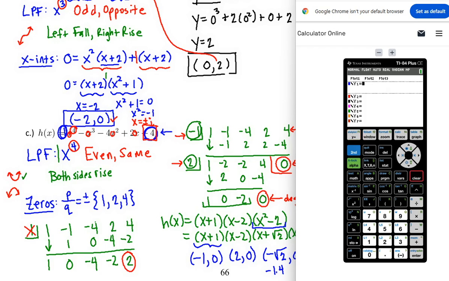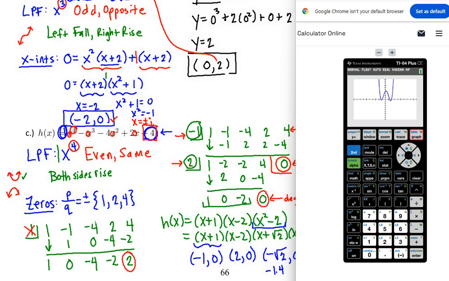We'll type in our really long function, x to the 4th. Double check and make sure I did it right here. Missing a cube. I knew something felt wrong. X cubed minus 4x squared. Okay, that looks good. All right, we have a W shape.